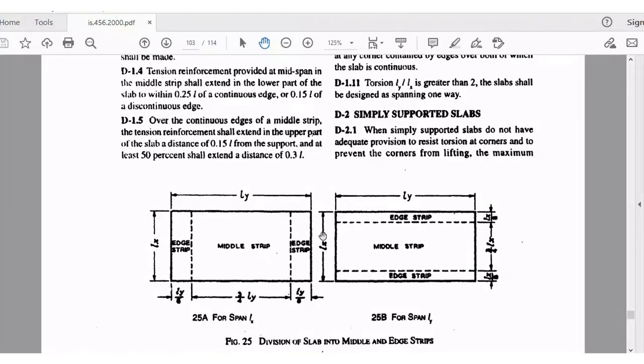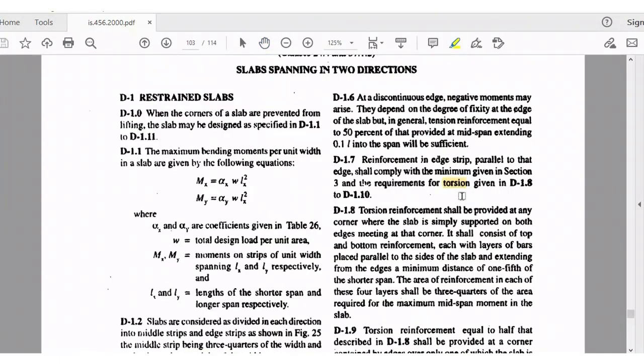minimum reinforcement. And if you read clause number D1.8, now it is understood where the slab will try to lift, when the slab has simply supported adjacent edges. If you have adjacent edges simply supported, then the slab will try to lift. You do not want that to lift. If you do not want the slab to lift at the corner, it means you have to hold it down. So by holding it down, you are going to provide torsion reinforcement for that.